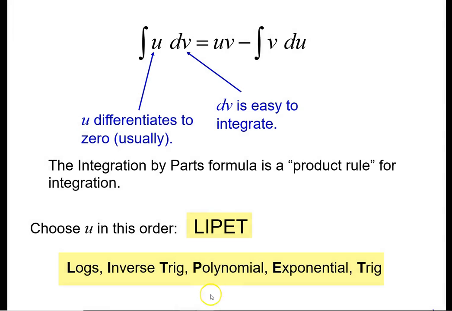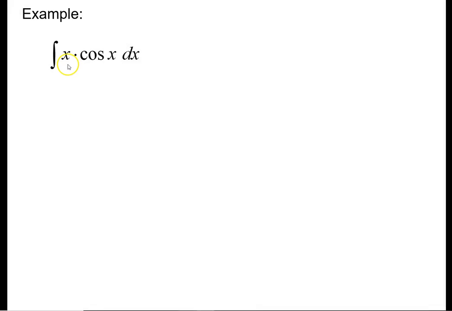So let's do an example here. We have the integral of x times the cosine of x dx. The first clue that we're even using integration by parts is that we're multiplying two functions together. That's the first thing you want to notice. Then you want to look at what those two functions are. In this case, x and cosine x are the two functions. Then you want to decide what to use for u. If you go back to that LIPIT rule, x is a polynomial, and cosine x is a trig function.